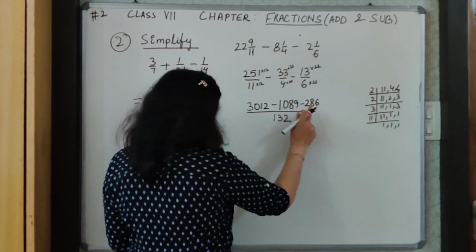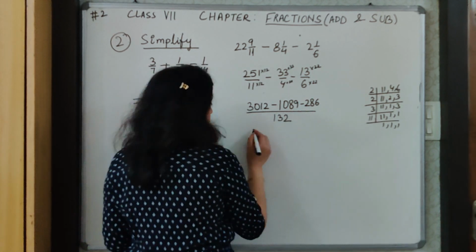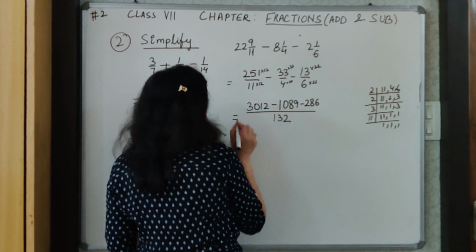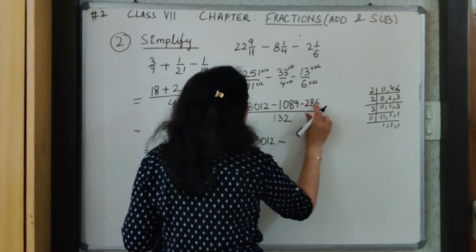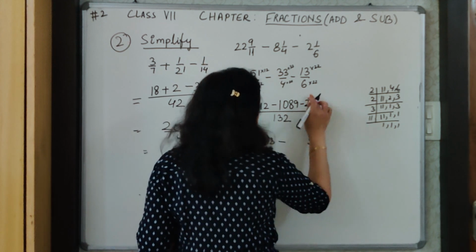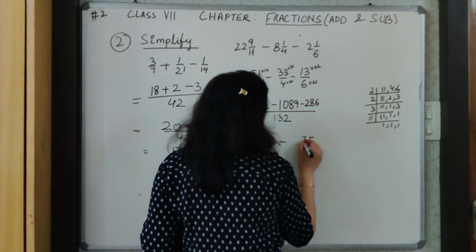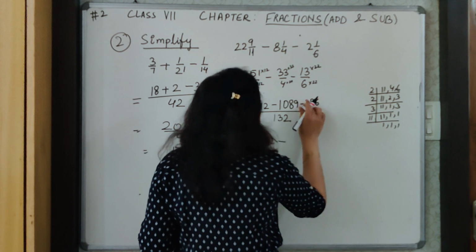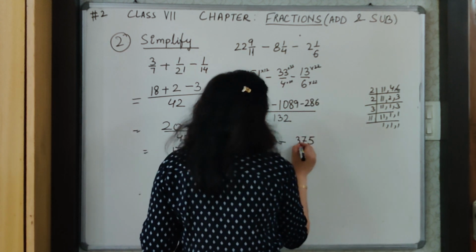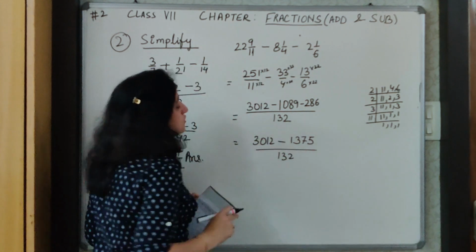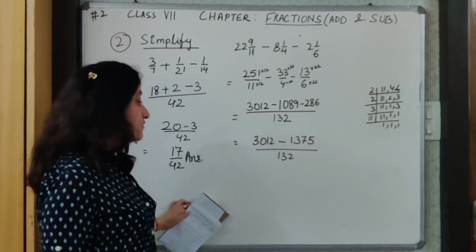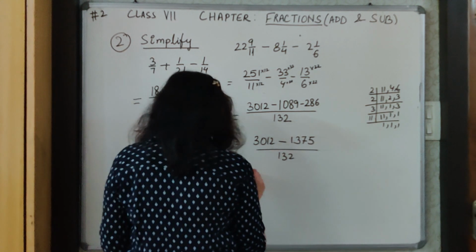Now these two are negative integers, so they will be added together. We have already done integers. So I will get 9 and 6, 15, 5 carry 1, 8 8s 16 and 1, 17, 7 carry 1, 2 plus 1, 3 and 0, 3 and 1. So I get 3012 minus 1375 upon 132.